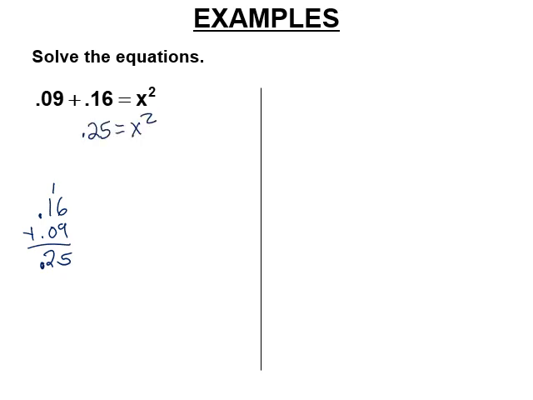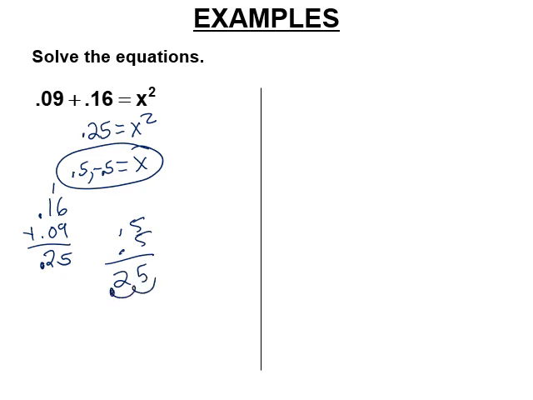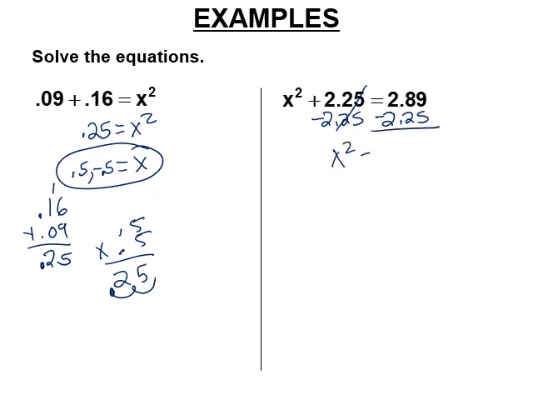So what are the square roots of 0.25? We've done this. It's 0.5 and negative 0.5 equal x. Because 0.5 times 0.5, move the decimal twice, you get 0.25 or 25 hundredths. Same with negative 0.5 times negative 0.5. Here you subtract 2 and 25 hundredths from both sides. Square roots of 64 hundredths, 0.8 and negative 0.8.